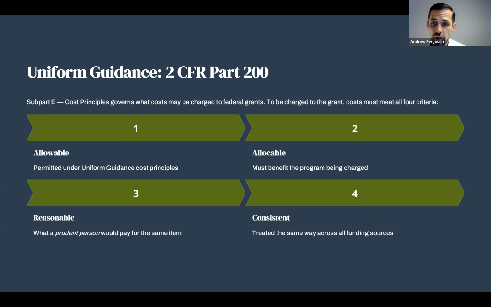It has to be reasonable. It cannot be a cost that is both allowable and allocable, but is an amount that is so high and astronomical compared to what a prudent person would pay for the same item. And it has to be consistent. So the cost itself has to be treated consistently across all funding sources that it benefits.